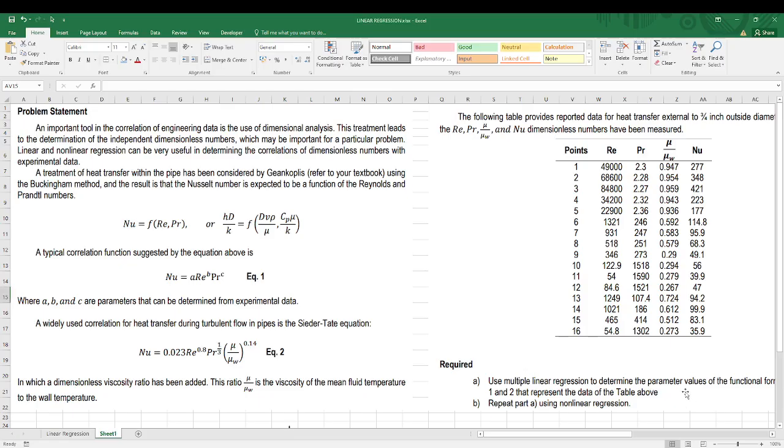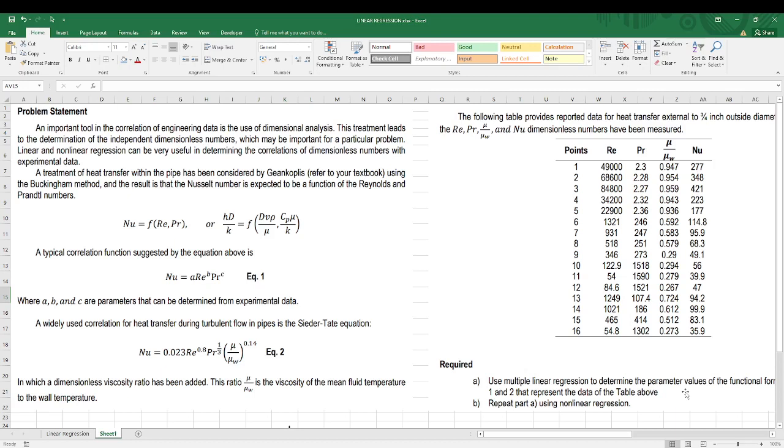Okay, so this is the application for linear regression, no? Yeah. So let me read the problem statement. An important tool in correlation of engineering data is the use of dimensional analysis. This treatment leads to the determination of the independent dimensionless numbers, which may be important for the particular problem.